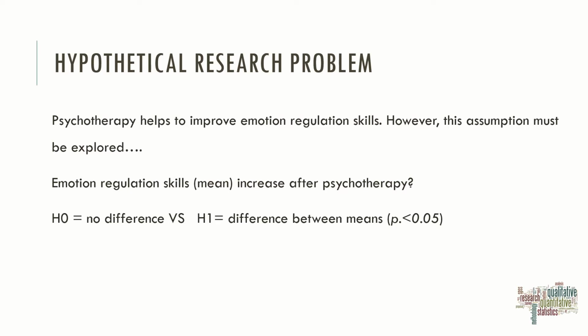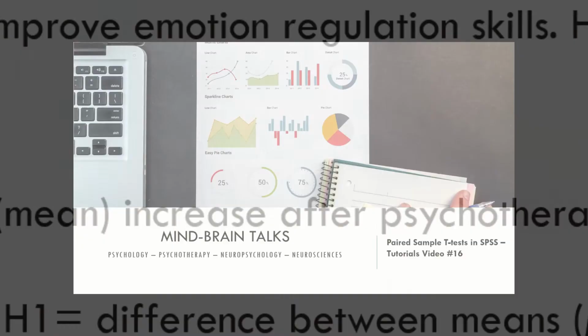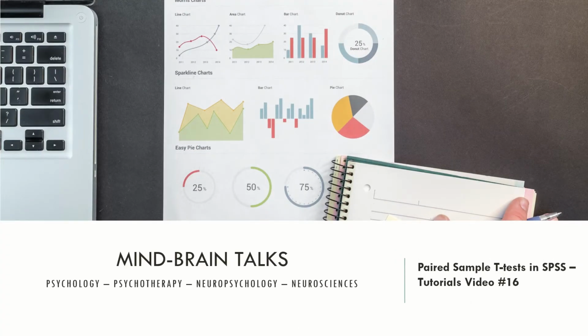And our H1 hypothesis means that we have a difference between these means. So, as in the other research problems, here we want to reject the null hypothesis, because the null hypothesis means that there is no difference between the pre and the post-test condition. So, if this is true, it means that psychotherapy does not improve or does not increase emotion regulation skills. So now let's jump to SPSS.